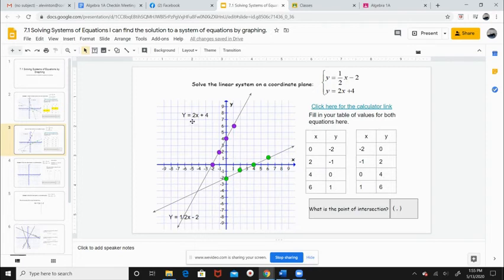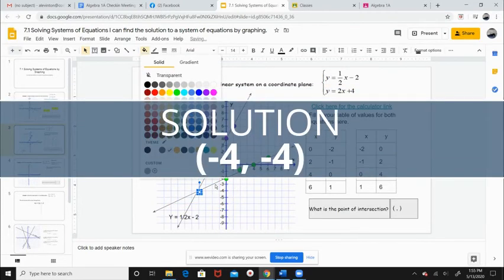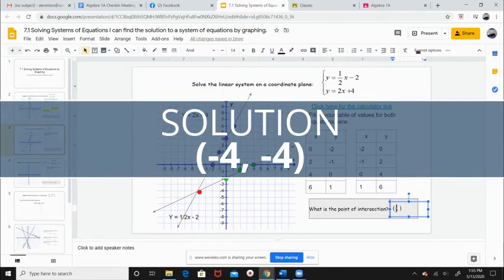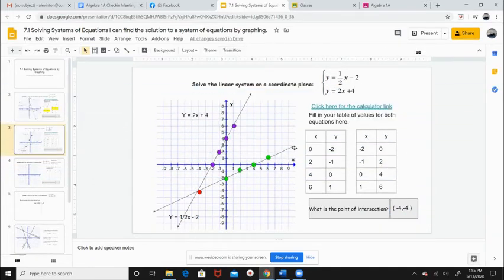Okay, so at this point what you should notice is that we have the line crossing over here, and although it's not perfect, you should be able to draw a point over this, and this would be your point of intersection. What this means is that the point of intersection here is going to be -4, -4. So I'm going to go ahead and type that over here. And there you have it. We have found the solution to the system of linear equations.